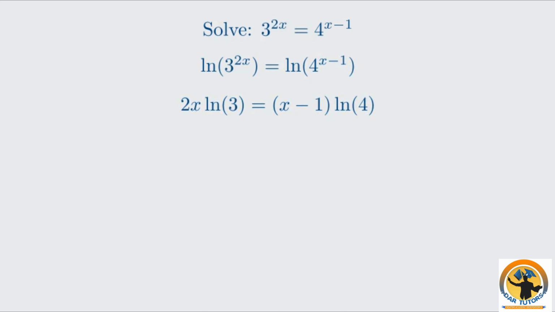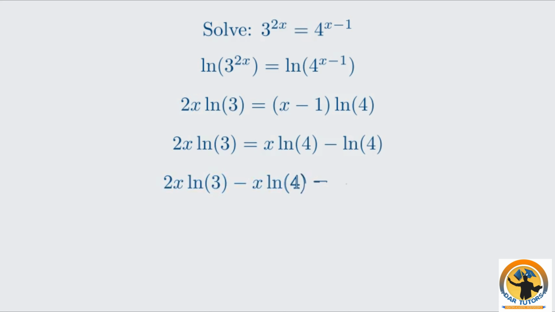Next, we expand the right side of the equation. This gives us 2x ln of 3 equals x ln of 4 minus ln of 4. Now, we need to gather all the terms containing x on one side. Let's move the x ln of 4 term to the left side. Subtracting x ln of 4 from both sides gives us 2x ln of 3 minus x ln of 4 equals negative ln of 4. Now, we factor out x from the left side. This gives us x times the quantity, 2 ln of 3 minus ln of 4 equals negative ln of 4.